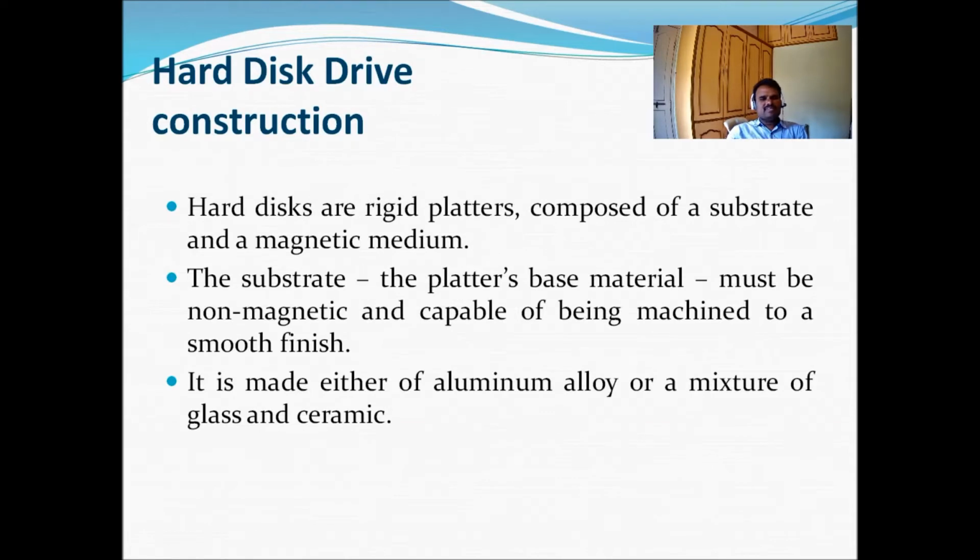The hard disk drive construction. Hard disks are rigid platters composed of a substrate and a magnetic medium. The substrate, the platter's base material, must be non-magnetic and capable of being machined to a smooth finish. It is made either of aluminum alloy or a mixture of glass and ceramic.